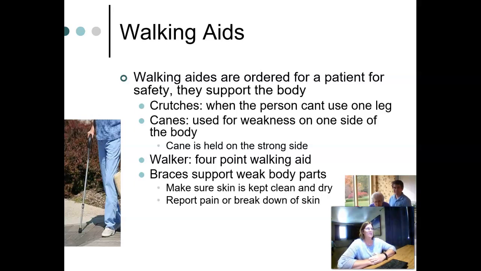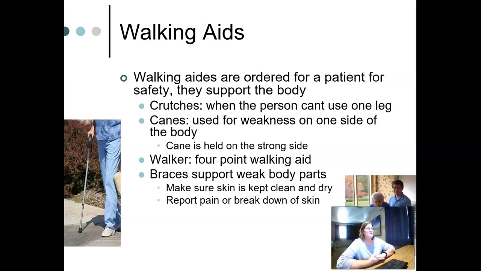So walking aids that are ordered for the patient for safety can help support the body. There are crutches when a person can't use one leg, but they would have to have good upper body strength. I can't say I've ever really seen crutches used in the nursing home, but you do see canes and you do see a lot of walkers there.